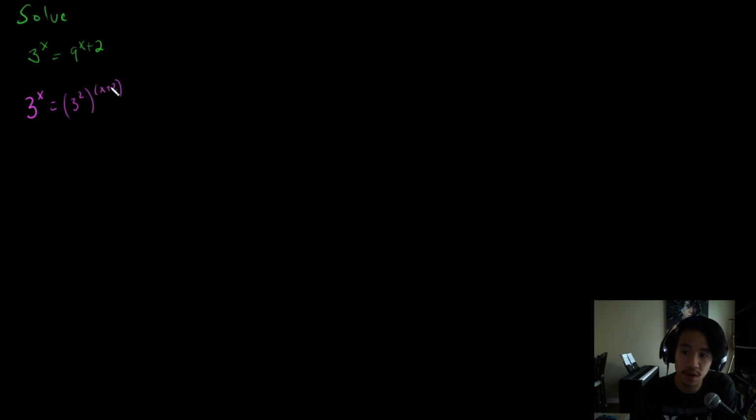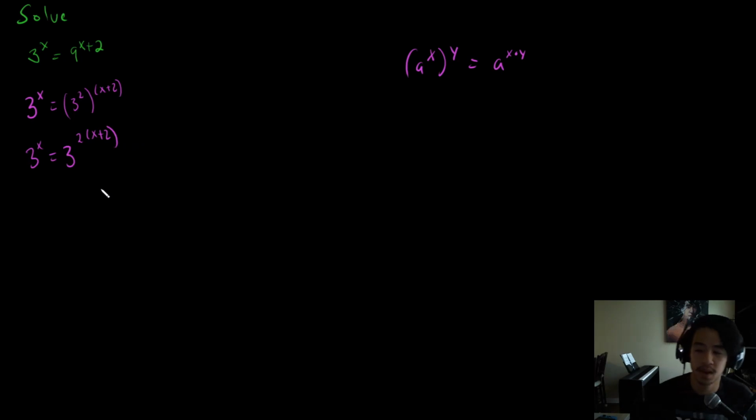When you have an exponent raised to an exponent, you can multiply the exponents. So let me just write that over here. If you have a to the x raised to the y, this is going to be a to the x times y. So in our case, we have 3 to the second power times x plus 2. And now just like that, we have the same bases, so we can set the exponents equal to each other. So x is equal to 2 times x plus 2. All we need to do is solve for x, and we're done.